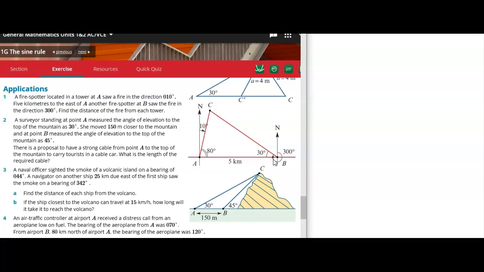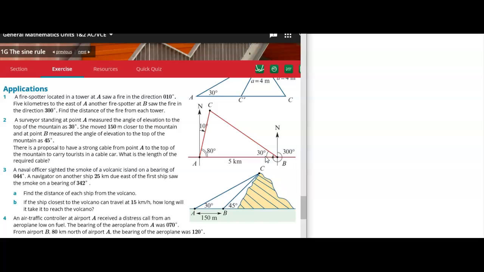Find the distance of the fire from each tower. So here's the fire, C. I assume it hasn't actually said it on the question, but we'll assume that's your fire there. Most of the information I think is on there. So we've got 5 kilometers, got a bearing of 10. Now this is 80 degrees here. It's already put it in because we've got a right angle between north and east. And here this 30 degrees.